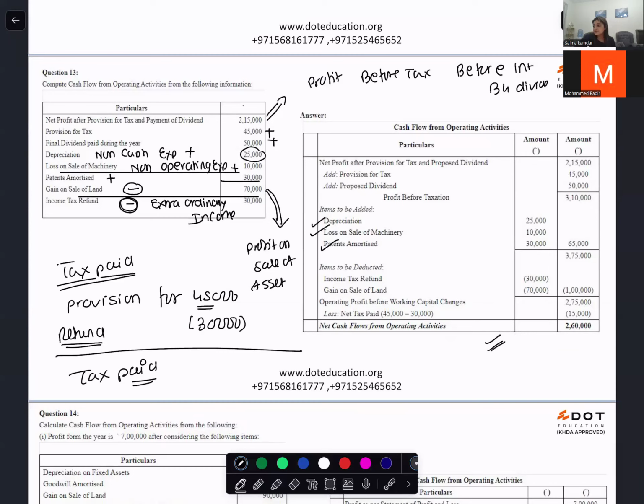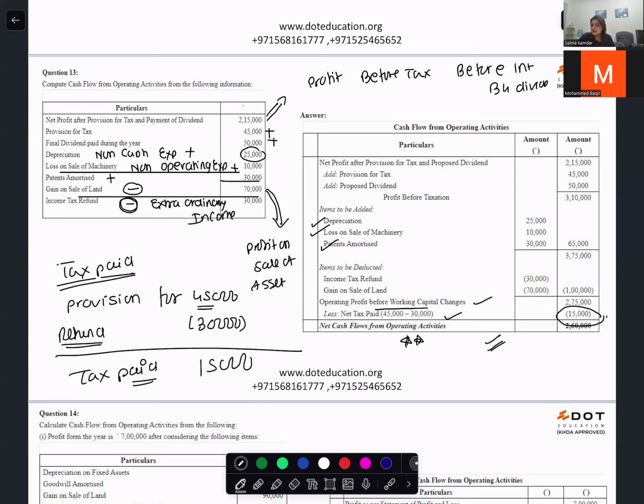Tax paid is 15,000. Okay, so you get operating profit of 2 lakh. There are no working capital changes over here. But you get operating profit before working capital changes, minus interest paid, minus tax paid, and you get net cash flow from operating activities. Are you with me? Okay.